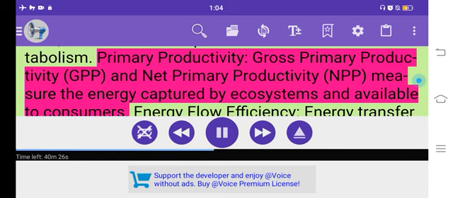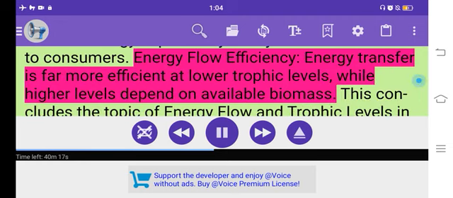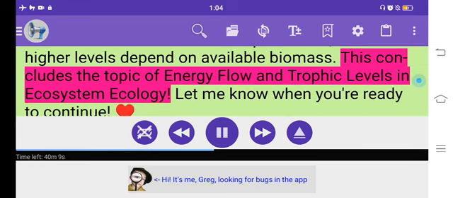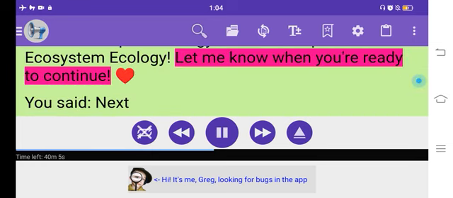Primary productivity, gross primary productivity (GPP), and net primary productivity (NPP) measure the energy captured by ecosystems and available to consumers. Energy flow efficiency. Energy transfer is far more efficient at lower trophic levels, while higher levels depend on available biomass. This concludes the topic of energy flow and trophic levels in ecosystem ecology. Let me know when you're ready to continue.